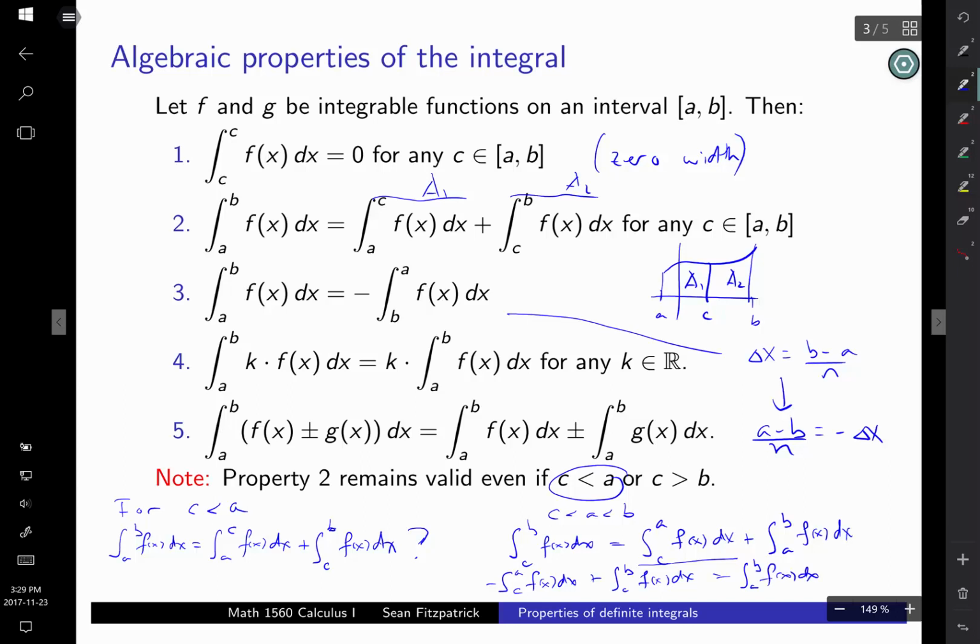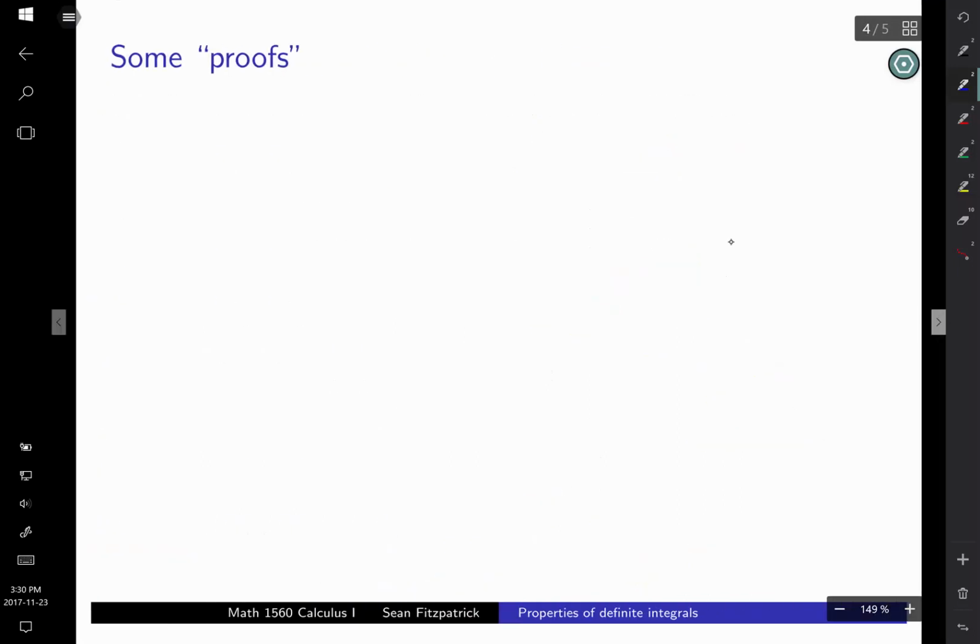Right? But now if I use property 3, that minus sign flips the limit, so this minus becomes the integral from a to c, and so this is going to turn into that using property 3. And a similar argument would show you that property 2 holds if c happens to be bigger than b. So this is a useful property sometimes for splitting up integrals into different pieces.